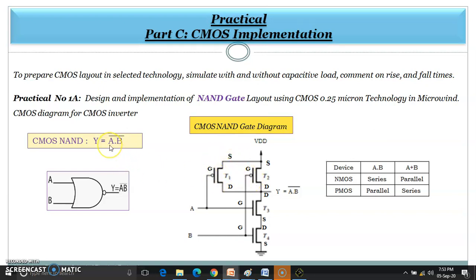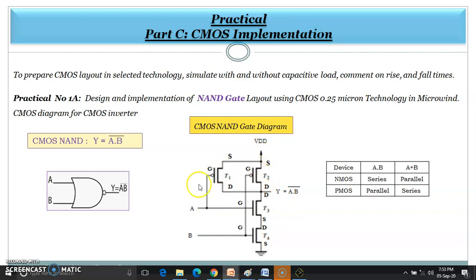As the equation is mentioned, A into B, and before going to how to draw this, I just want to tell you that CMOS logic is always inverted logic, that is, it implements complemented logic, and that's why this complement is there. Otherwise, if the complement is not there, suppose I need to implement A into B, that is an AND gate, I need to add one inverter in front of this. So CMOS logic implements the inverted logic. This is the first thing you need to keep in mind.